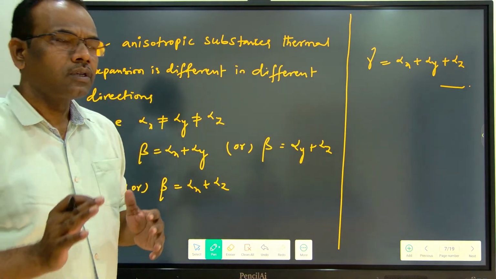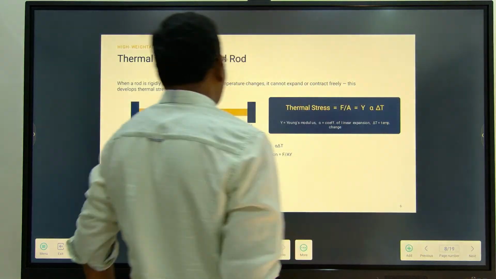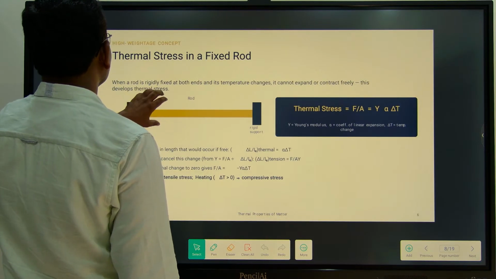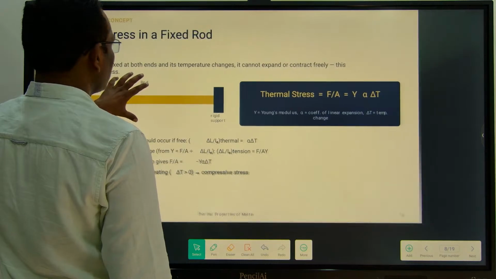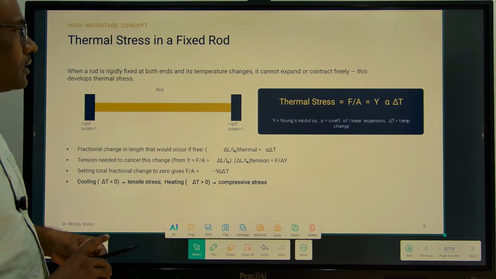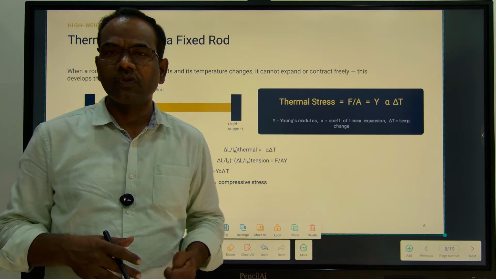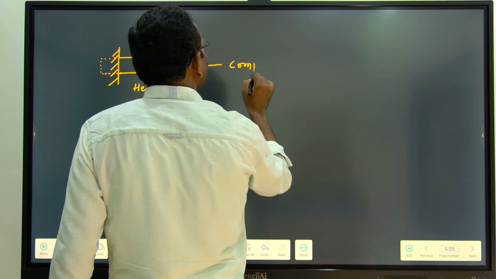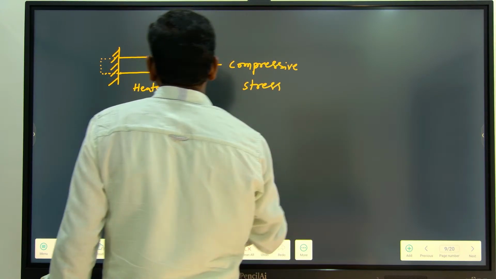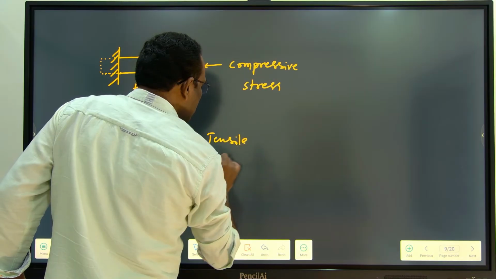Remember that. Right. Now, are there some applications of thermal expansion, especially in solids? This is one of the high weightage concepts in different examinations like JEE, NEET, and EAPCET. Now, compressive stress: in case I take the same rod but we decrease the temperature, stress is developed.